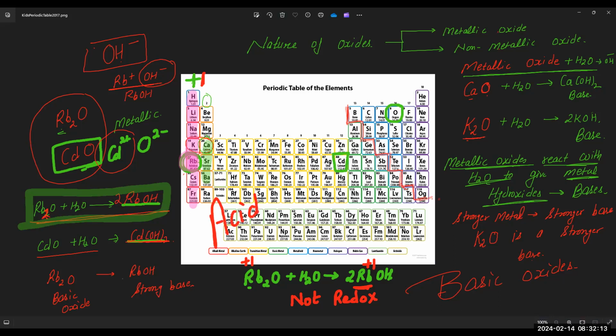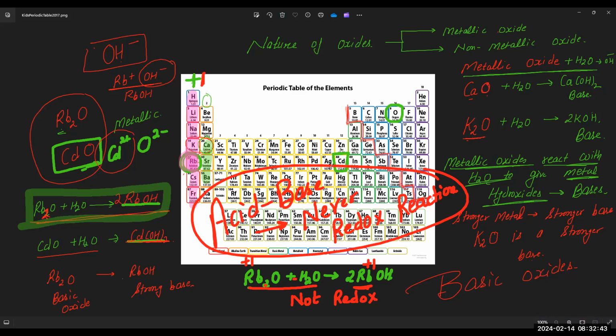Acid base reaction. They are either double displacement, the way Aditi was saying, or here they are just combination, like this oxide. They are never redox. Whatever acid base reaction you are doing, they are never going to be redox. Memorize it. It will help you in the exam. We are good with this?